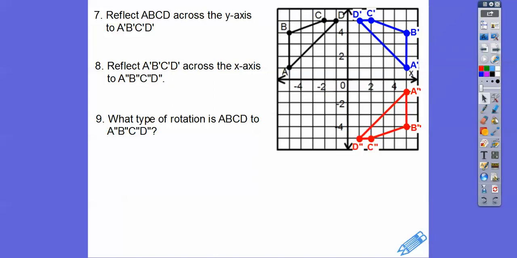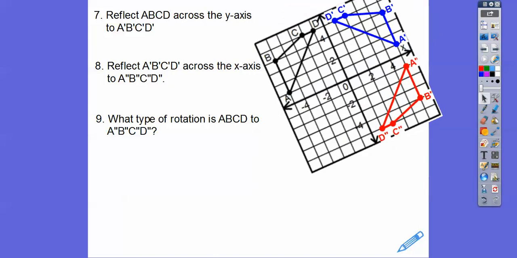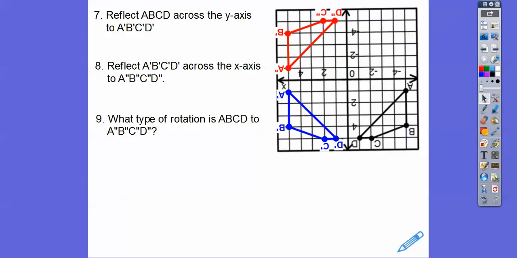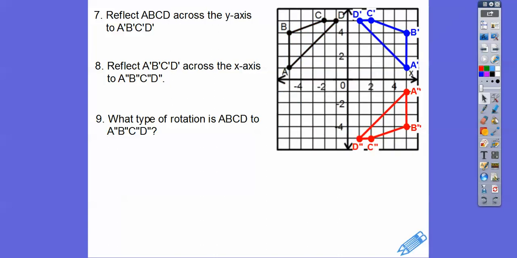What type of rotation is A, B, C, D? So what type of rotation is the original figure, this guy right here, to this guy right here? Can you see they're kind of just curved over? In fact, I'll show you that right here. Watch. Look, if I just flipped it upside down, can you see the original figure and the red figure are just in the same place? So if I can flip it over where this guy becomes this guy, and I'm just flipping it over right there, then that is a 180-degree rotation.